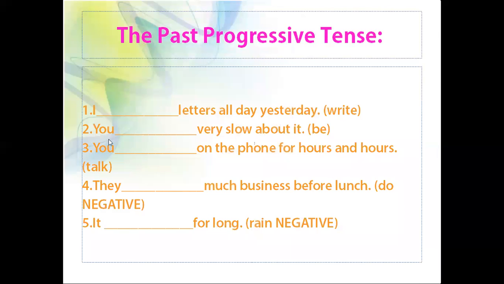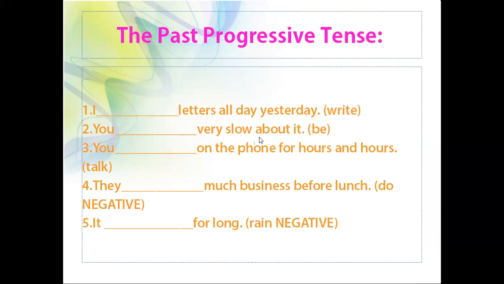So let us see some examples. I dash letters all day yesterday. In bracket, the verb is write. Next one is you dash very slow about it. Here is the be form. So you should write in past continuous tense.